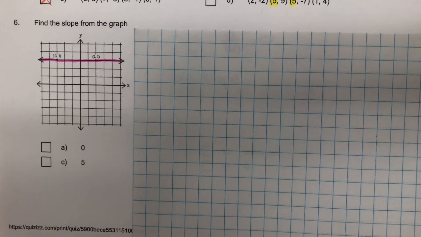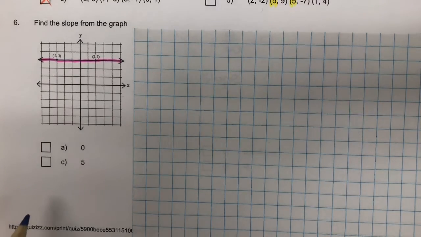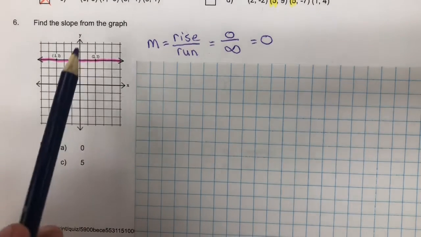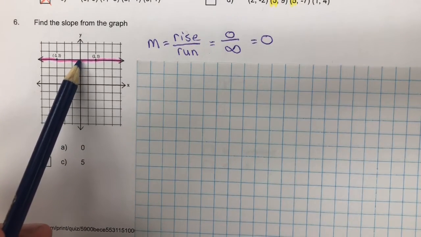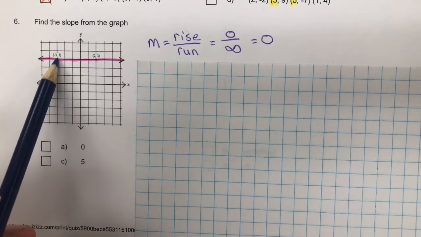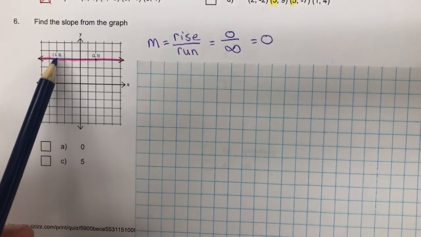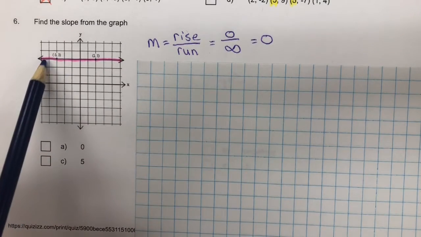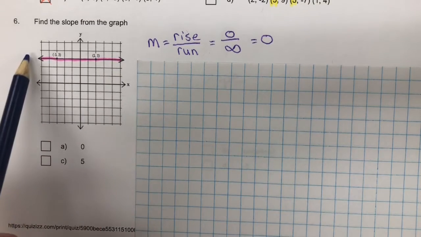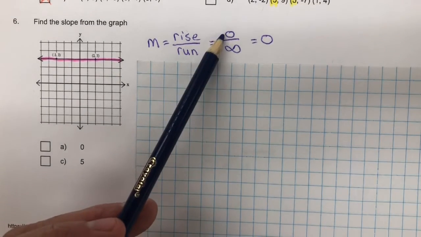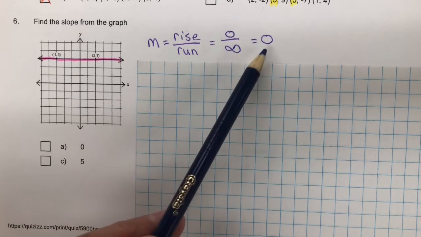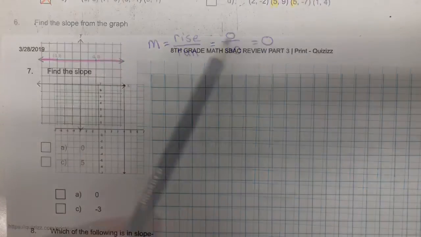For number 6, we need to find the slope from the graph. Well, remember, slope is rise over run. So if you look at this from any of the lattice points, there is no rise. So the rise is 0, and then the run goes on infinitely in both directions. So 0 divided by any number other than 0 is going to be 0.